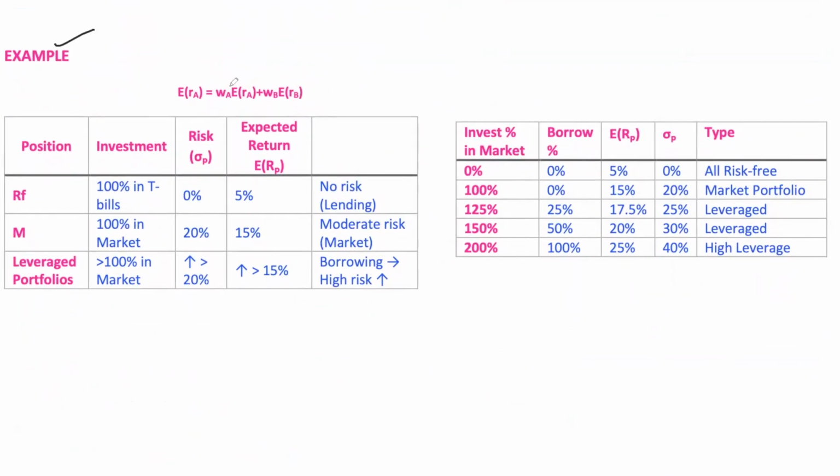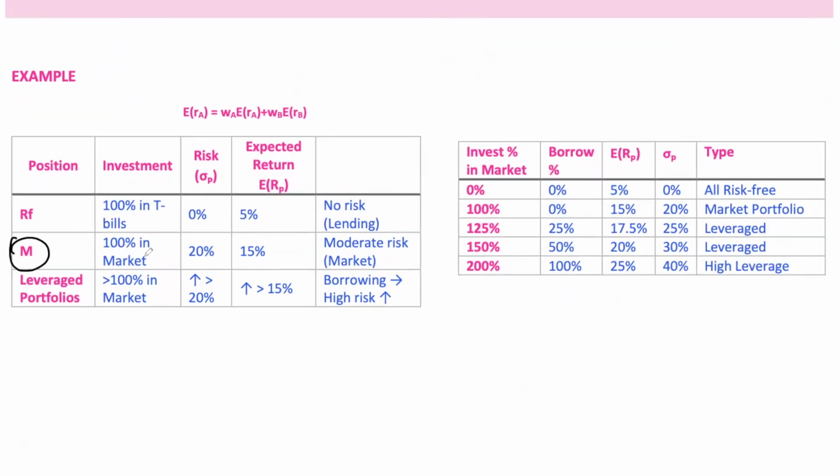Let's use a real example, the one with Mr. Miles from the curriculum. He's already been investing somewhere between T-bills and the market. At 100% in T-bills, he's completely risk-free. He's lending his entire wealth at the risk-free rate. At point M, he's 100% in the market portfolio. No lending, no borrowing. Now, all the portfolios between R_F and M are lending portfolios. Lower risk, lower return, and pretty conservative.